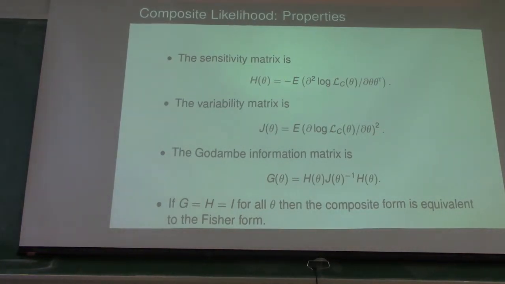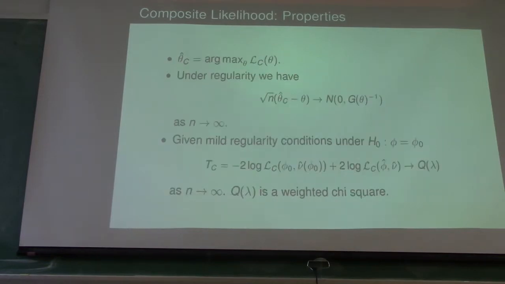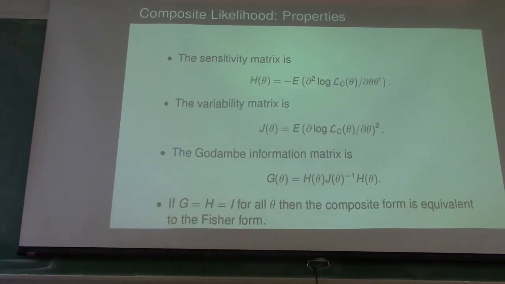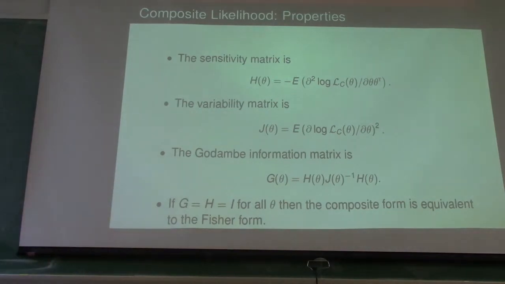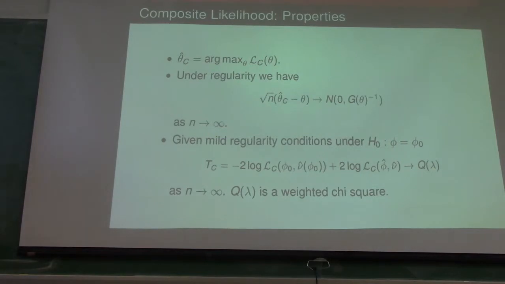A property you can show here is that if these are equal for all theta, your composite likelihood is actually equal to the true Fisher form. And the inverse in the middle is guaranteed to exist, right? Yeah, you have to guarantee that. Actually, if you just look at the form, because you're basically looking at a covariance matrix, and in statistics we always assume that's invertible. I've yet to ever see a case where you can't invert that. But same idea, we maximize this function to get our estimator.